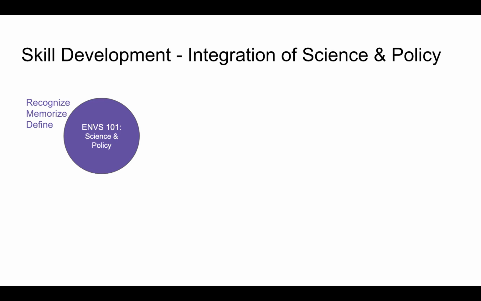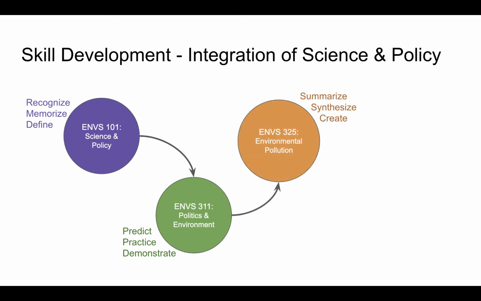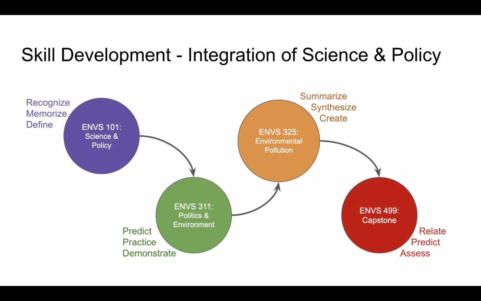Now, as you think about moving through your environmental studies degree program, you're going to get to a course, 311, Politics of the Environment. That reinforces some of that, allows you to predict, practice, and demonstrate some of those key concepts. Summarize, synthesize, and create. Environmental pollution is a great example along this trajectory of being able to pull this stuff together.